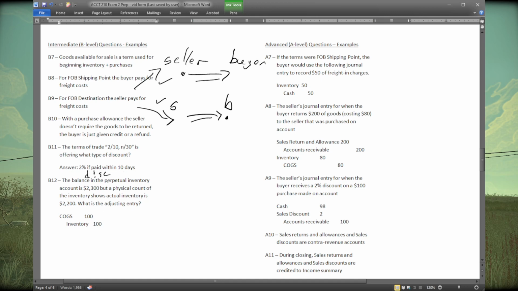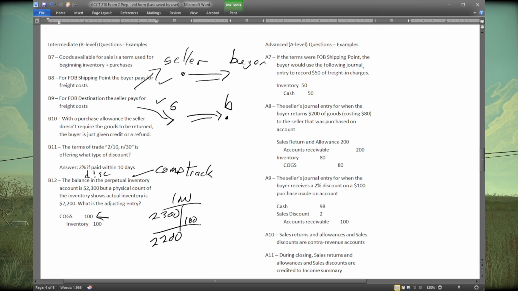The balance in the perpetual inventory account is $2,300, but a physical count says otherwise. All this means is the perpetual account is the computer tracking. So if we find that the computer is off because we actually went and physically counted, in other words, the computer thinks there's 2,300 in the inventory, and it really needs to be 2,200, well, we need to take 100 out. And the important thing is we mark it off to COGS.